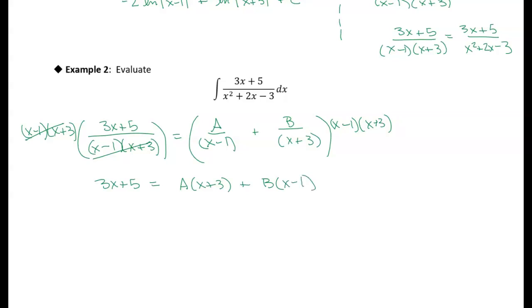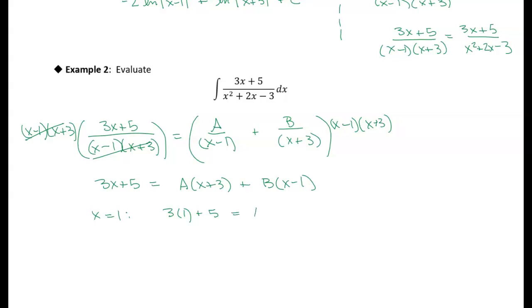And then what I'm going to do, and I could rearrange this and probably get a system of equations in terms of a and b, but it's actually easier. There's a kind of sneaky trick to this. What I'm going to do is choose convenient values of x. Okay, so for example, if I say let's let x equal 1, what happens? I have 3 times 1, I'm just replacing x with 1, plus 5, right? That's the left-hand side of the equation.